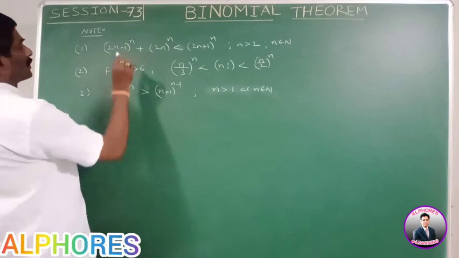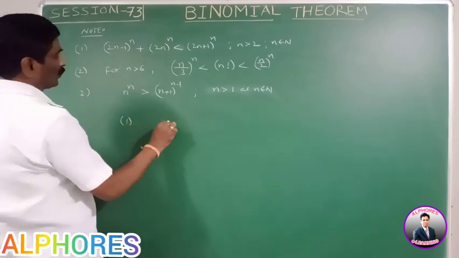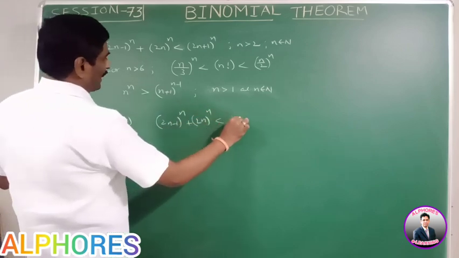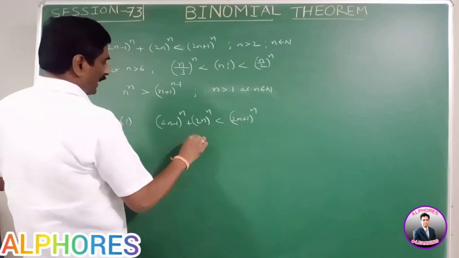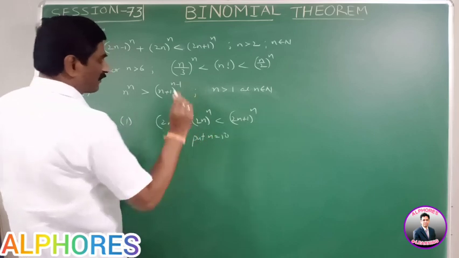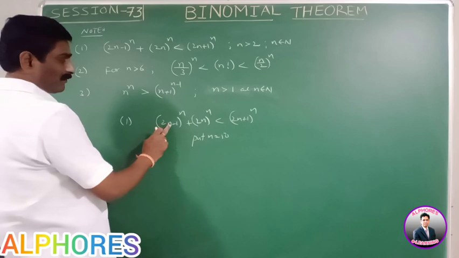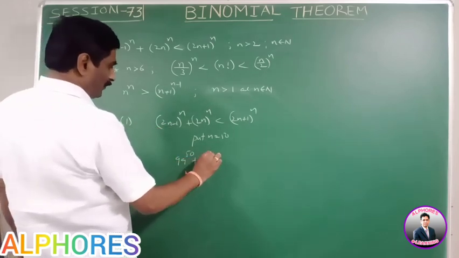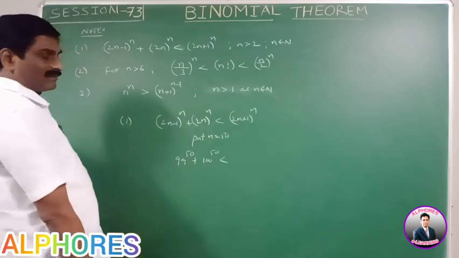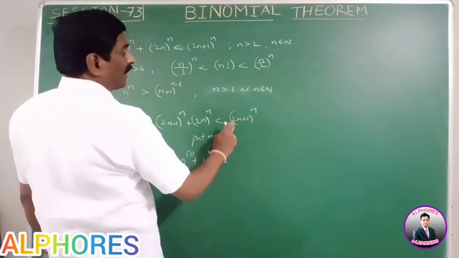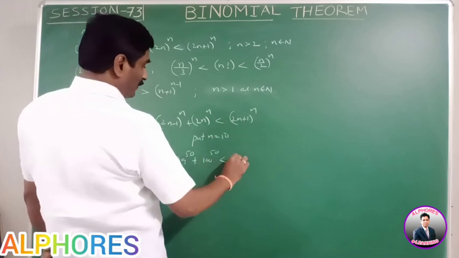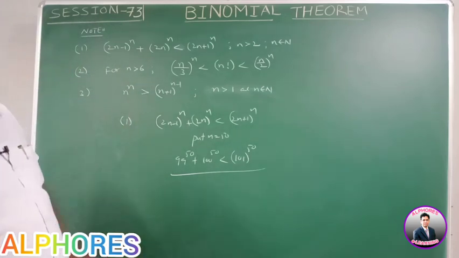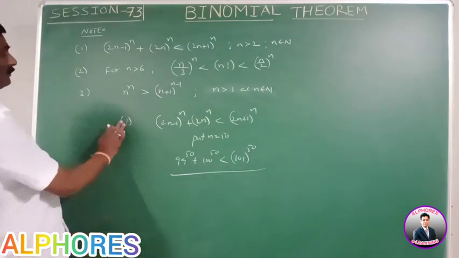For example, suppose the first condition: (2n minus 1) whole power n plus (2n) whole power n is less than (2n plus 1) whole power n. Put n equal to 50 in this inequality. We get 2 into 50 means 100, minus 1, 99 whole power 50 plus 100 power 50 is always less than, what is that value? 2 into 50 means 100 plus 1 means 101 whole power 50. Okay, it is a very useful result. Please note this value.